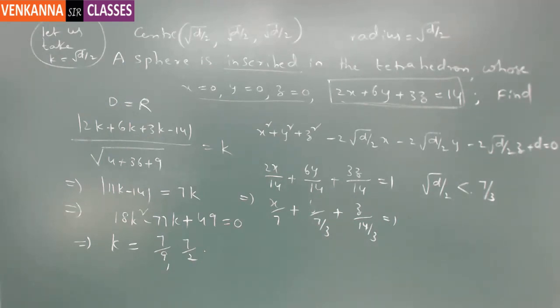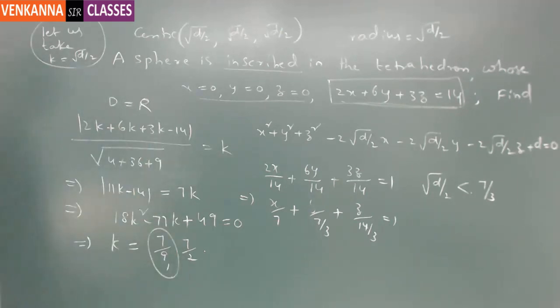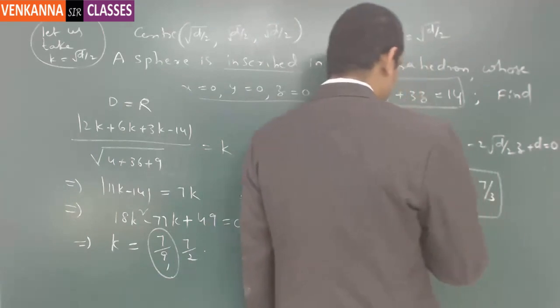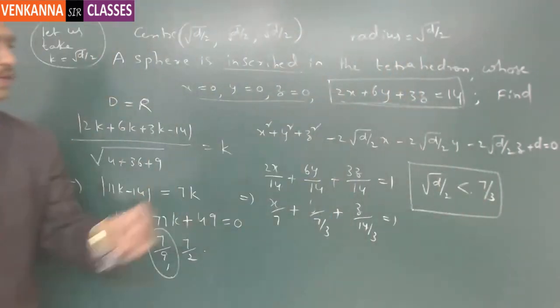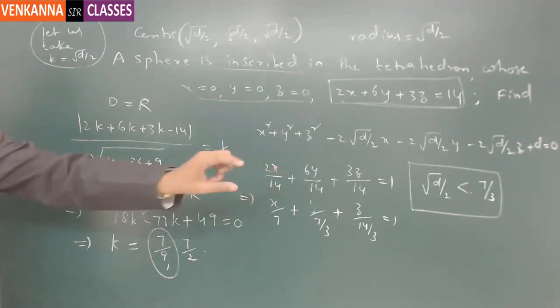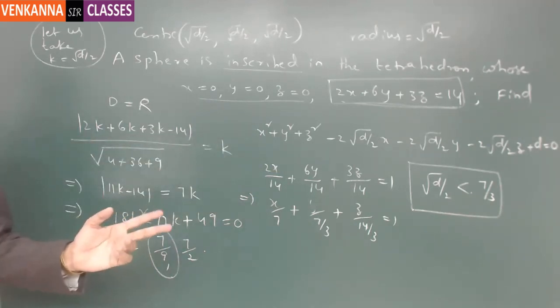Now you have achieved two values for k, among which I am taking only 7 by 9. Why? Because you have given a condition that root d by 2 value must be less than 7 by 3. Because in other words, root d by 2 is nothing but the intercepts made by the sphere on the axis. So you have two things here.